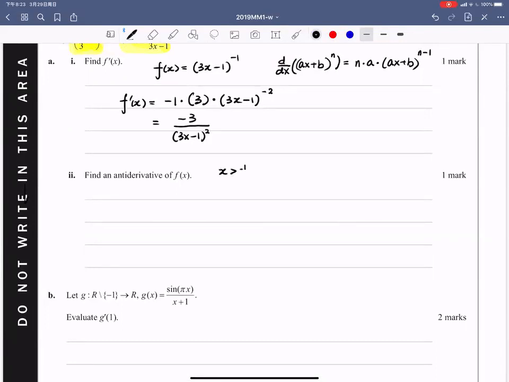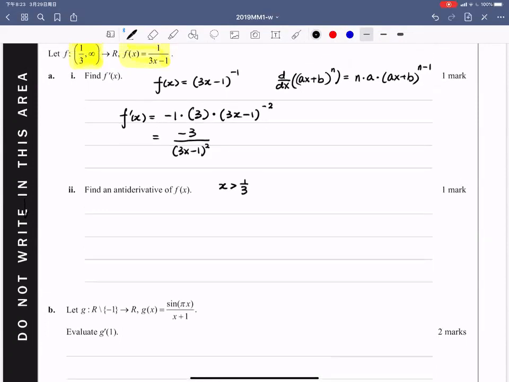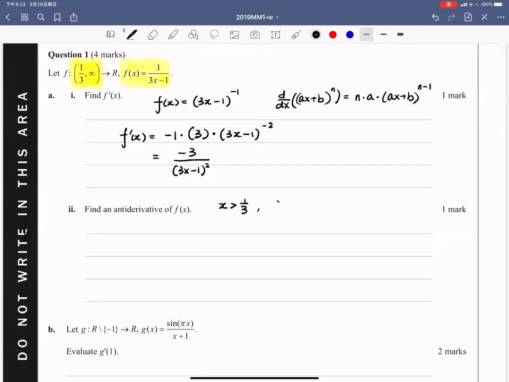Remember, your x is greater than 1/3, as stipulated in the start of the question. So 3x greater than 1 and 3x minus 1 greater than 0. What does that mean? That means you don't need to worry about the absolute value. Therefore, an antiderivative will be given by the integral of 1 on 3x minus 1 dx. Okay, so your solution should be 1 on 3 log e bracket 3x minus 1 plus c, okay?